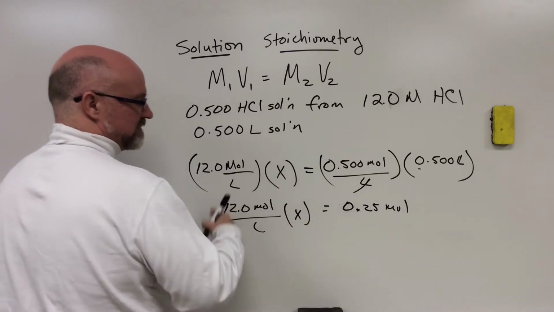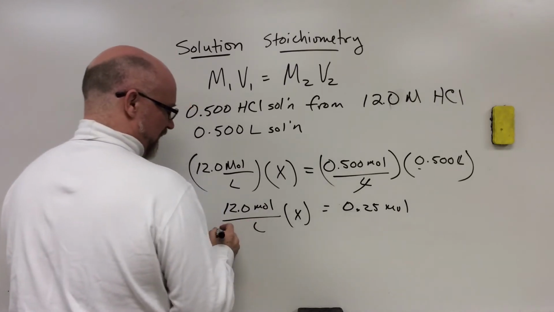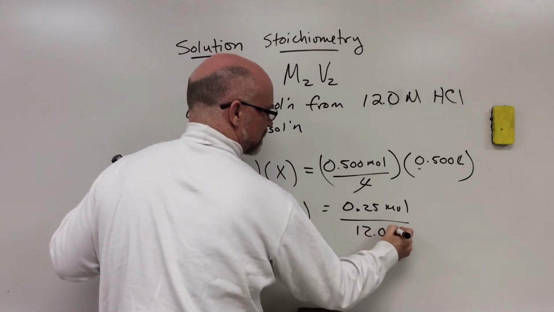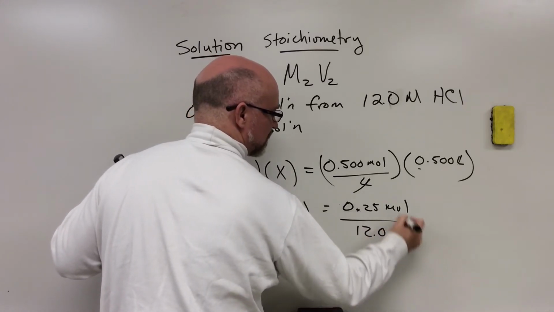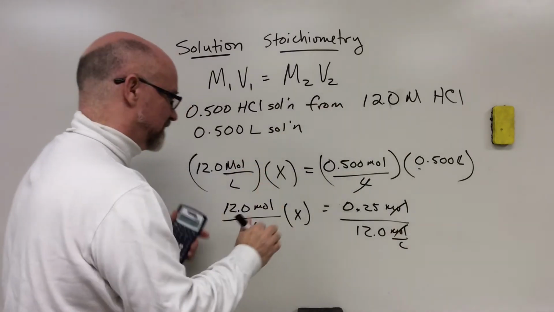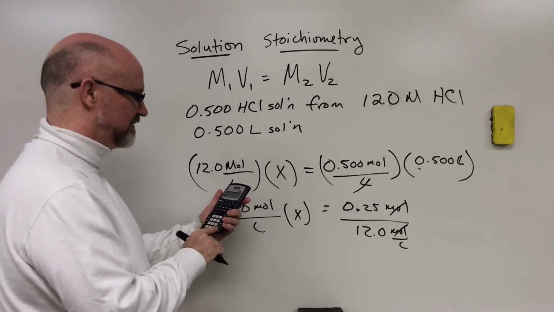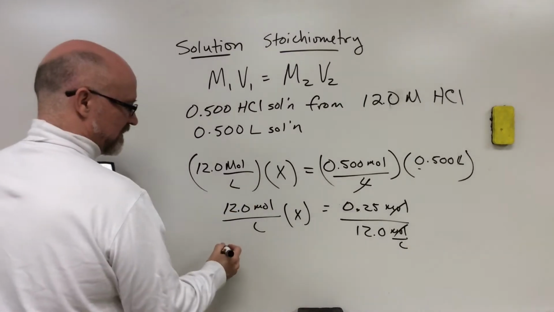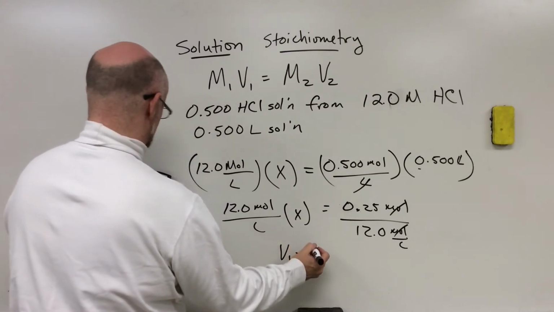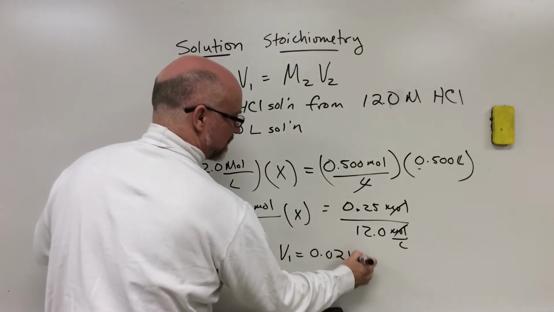So now I need to bring this over here to solve for x, do a little bit of algebra. So I end up dividing the 12 over here. Moles cancel. Liters are going to come all the way up to the top. And so 0.25 divided by 12. The volume I'm looking for is 0.021 liters.